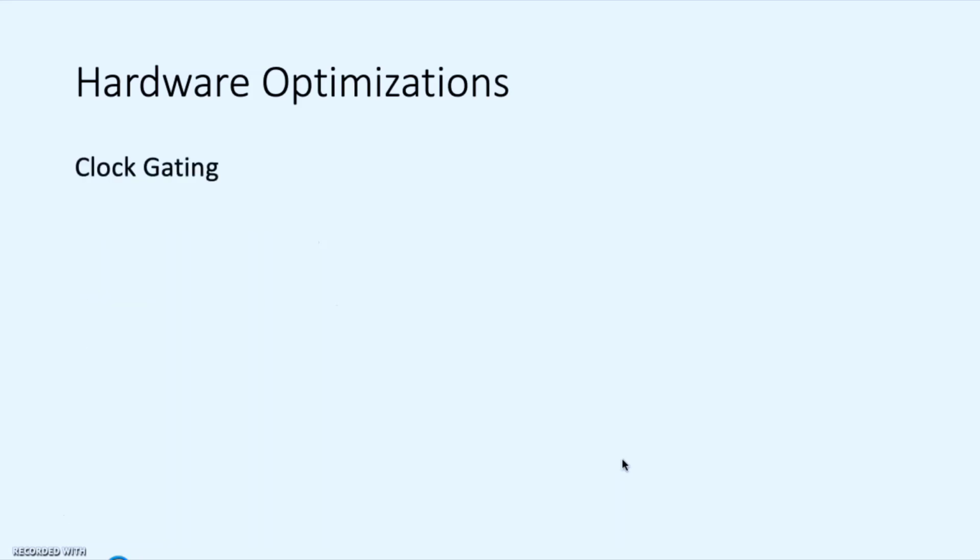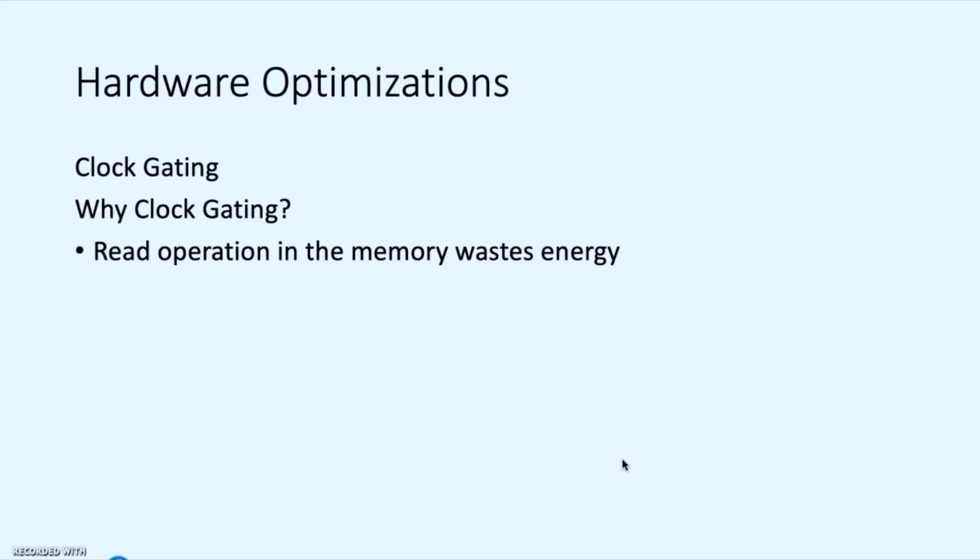And the next one is clock gating. Clock gating is where you turn off some part of the circuit when it's not needed, and then you turn it on when it's needed. In that way you can save most of the power. So why do you actually need clock gating? Let's say you're doing a reading operation from the memory. The reading operation continuously updates the register files, which requires power.